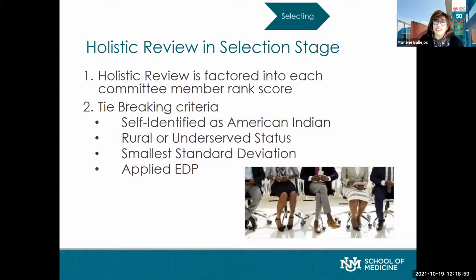And then in the selecting stage, holistic review is actually factored into each committee member's rank score. So all committee members will rank an applicant. They review the entire application, so they have access to both the interview evaluations and write-ups. And then that's when we introduce the metrics again. And so they have access to all the metrics in the application. And then they give a final rank score, and those rank scores are all added up and divided, so we actually have a good rank score for each committee member.